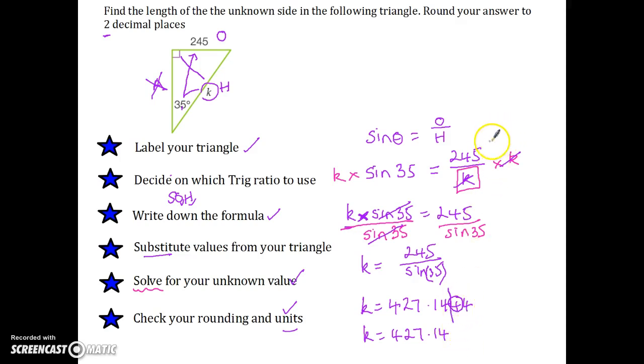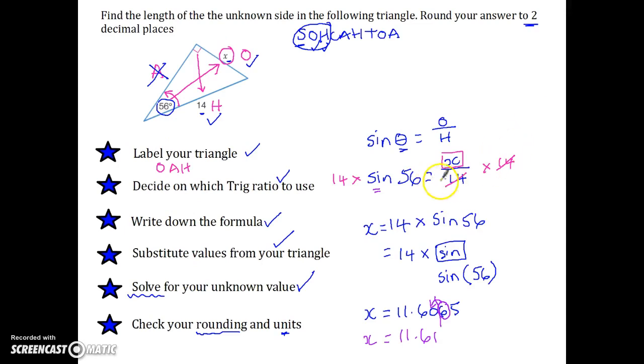So let's go back to have a look at this working out. Any time your unknown is in the denominator of your fraction, this is the working out you're going to do, multiplying by k or whatever unknown you've got, and then dividing by your trig ratio. It's always going to be that same process each time, and you're going to end up with a division problem as your final working out. Over on the previous page, every time your unknown is in the top, you're going to end up with a multiplication problem as your final calculation.